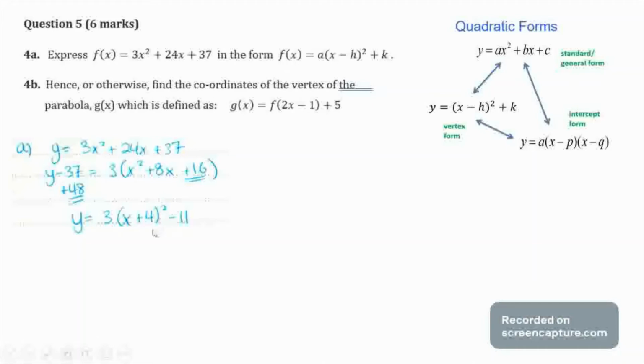So we have our vertex form. So we know the vertex of this parabola. What is it? Okay, the vertex is negative 4, negative 11. But we are taking this parabola and changing it to a new one like this. So again, these transformations are all over this test. You got to know your transformations.